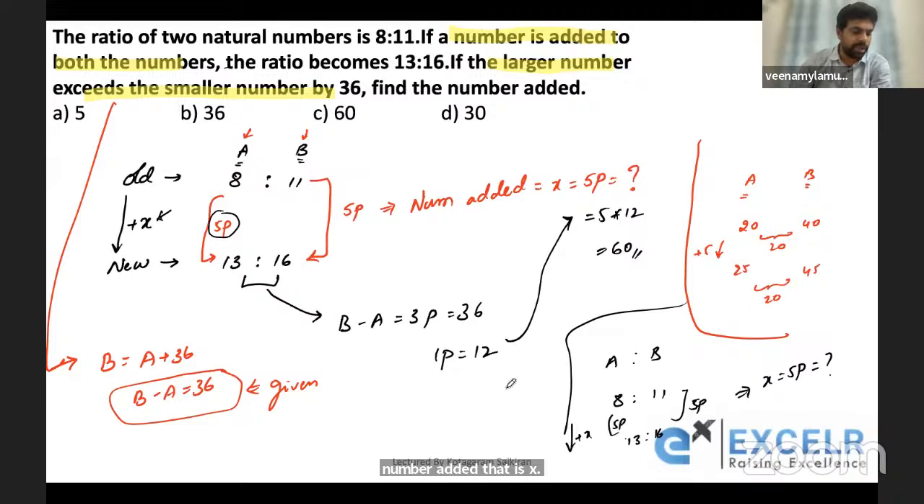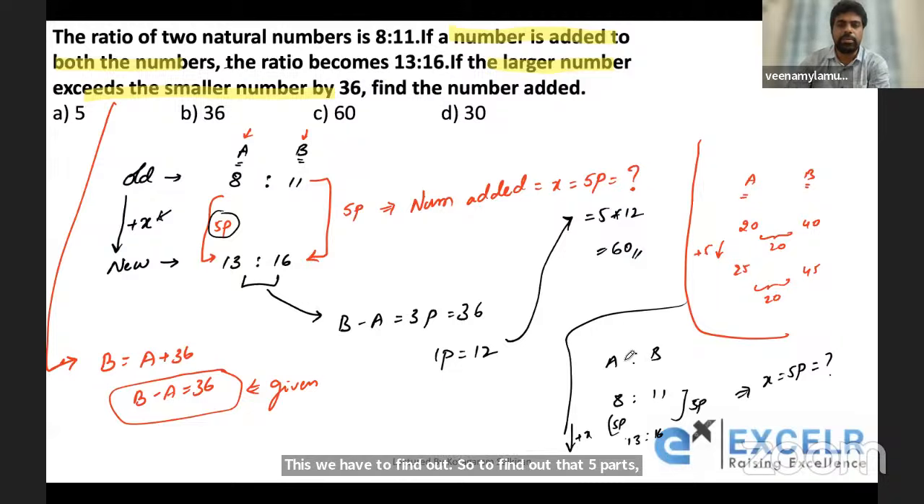So to find out that 5 parts, he has given a clue that B is 36 more than A. B is how many parts more than A? B is 3 parts more than A. That is 11 minus 8, or 16 minus 13. Wherever you take, the difference will be the same, 3 parts. So now 3 parts is how much? 36. This he has given. From this I found out the value of 1 part and substituted here. Okay, now you understood, Manasa?